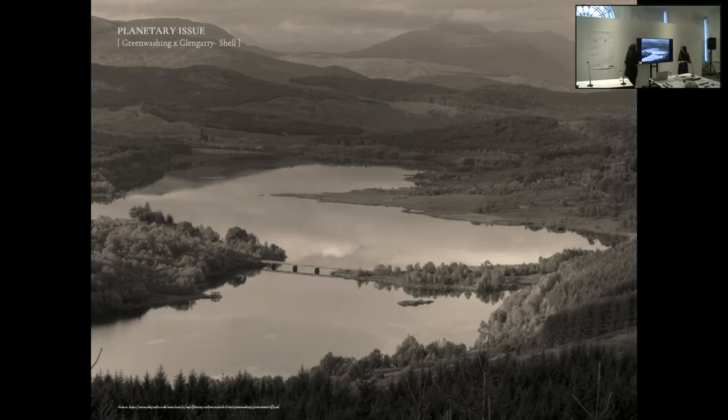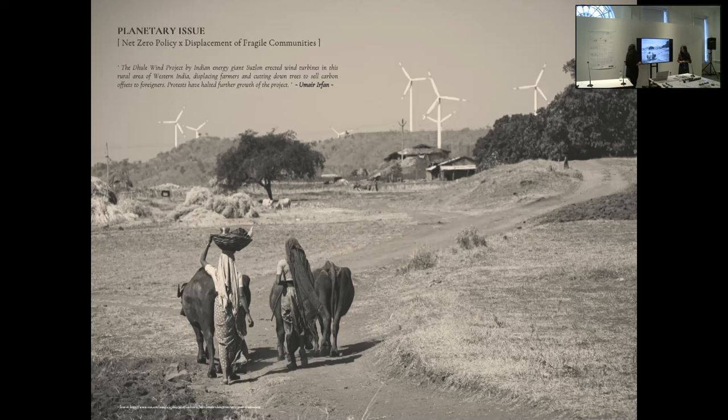It is funding a £5 million project developed by the Forestry and Land Commission, Forestry and Land Scotland, which is a public agency, planting trees on public land and therefore putting more pressure on community-owned lands in a place where there is unequal distribution of land. Next, net zero policy has also catered for the displacement of fragile communities, and this is a project of a wind turbine in India that was erected and therefore displaced local people.